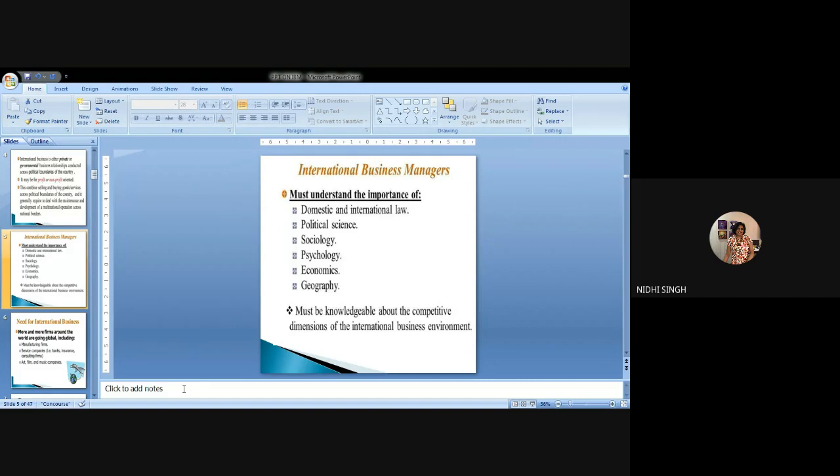The psychology of Indian customers and the psychology of Australian customers will be different. So they should be familiar with all these terms. The economy of India and the economy of the other country with which they are doing international business are different. They must also have knowledge about the competitive dimensions of the international business environment. What are the competitive dimensions in the international business environment? Dealing in a domestic environment and an international environment are totally different.